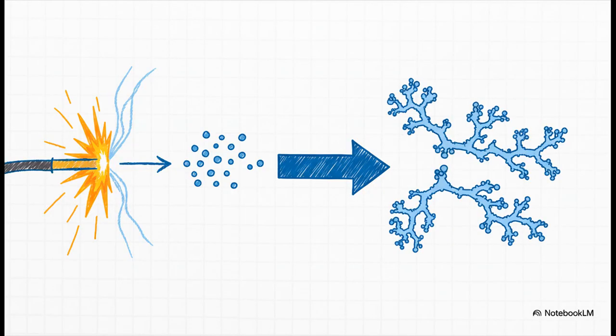The textbook example here is arc welding. That intense heat vaporizes the metal. As that hot vapor hits the cooler air, it instantly condenses into these teeny tiny primary particles. But they don't stay alone for long.